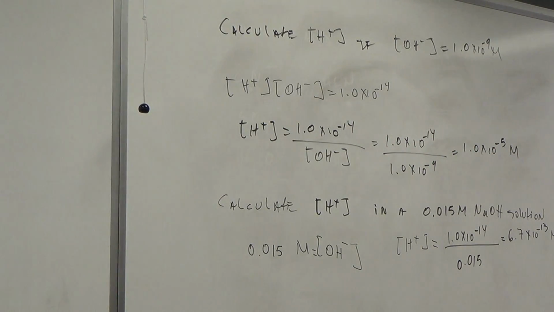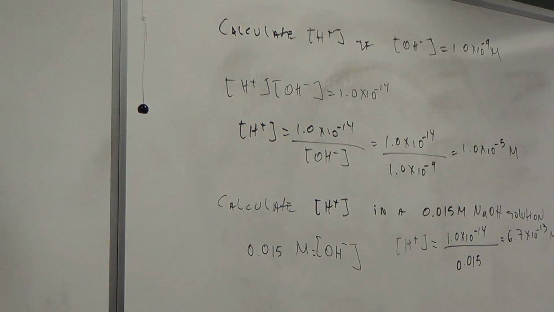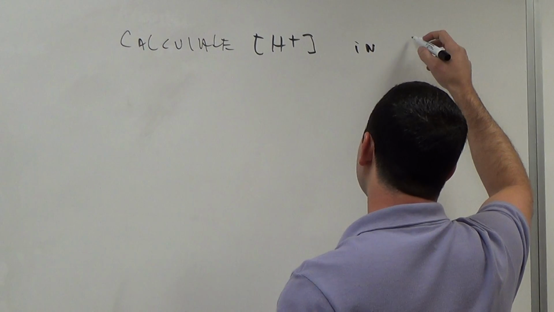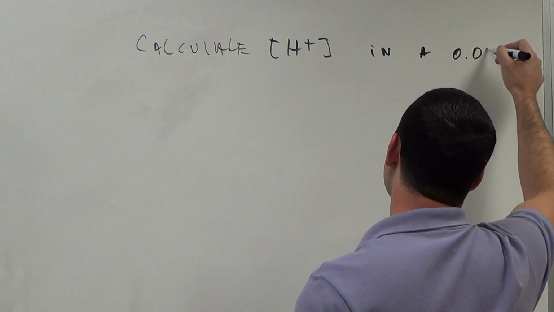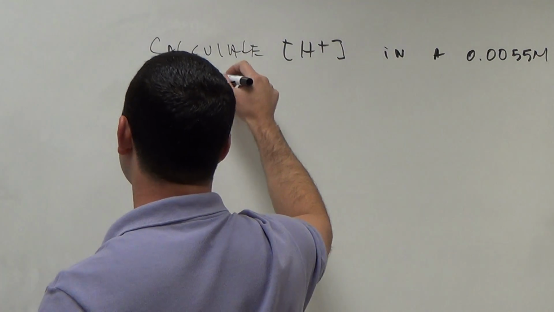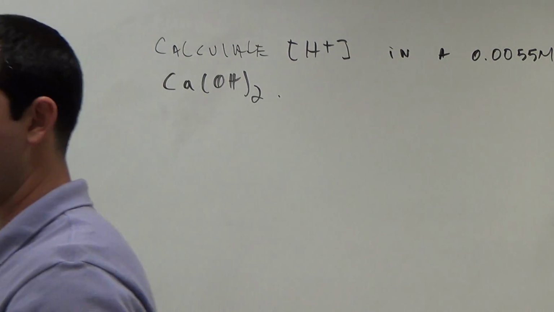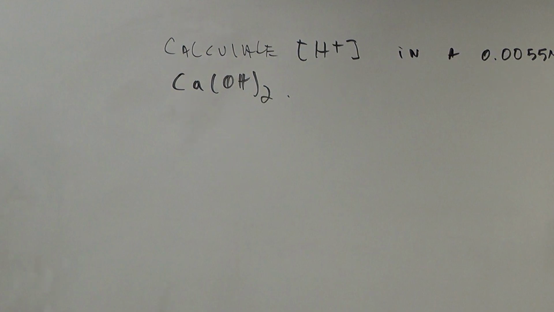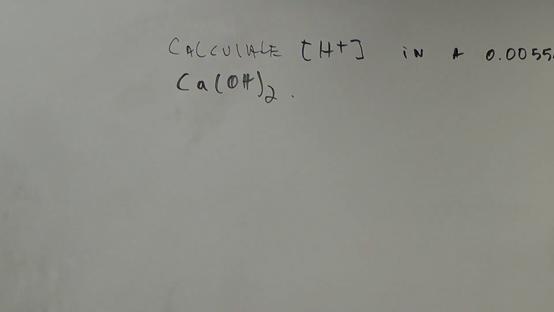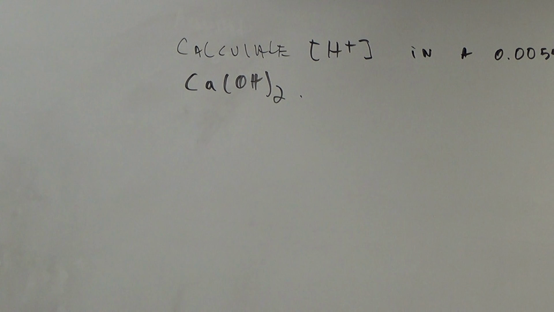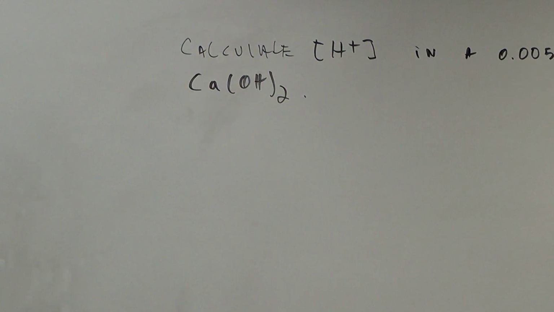You want another one, yes? Let's do another. Calculate the concentration of H plus in a 0.0055 molarity solution. You don't say a word, you don't ask anything, you just do it. You hear? You don't ask a question. If you do it wrong, you learn from your mistakes, yes?